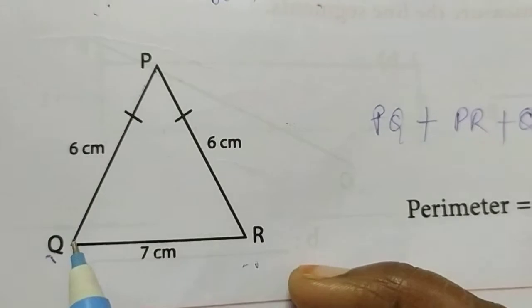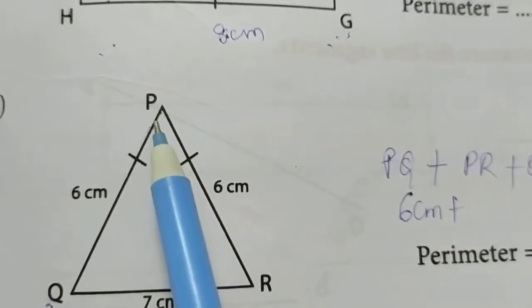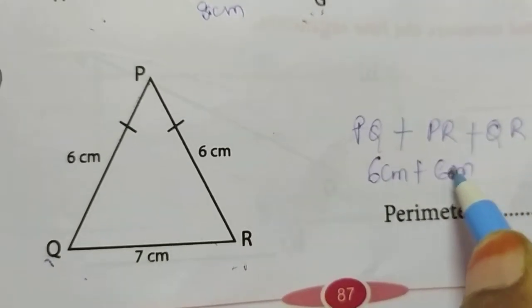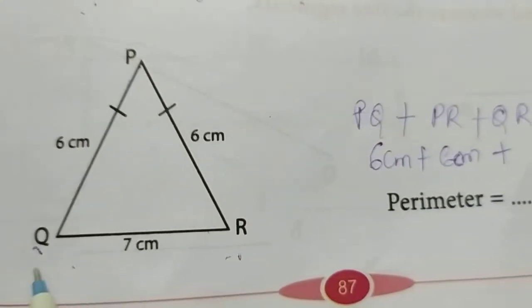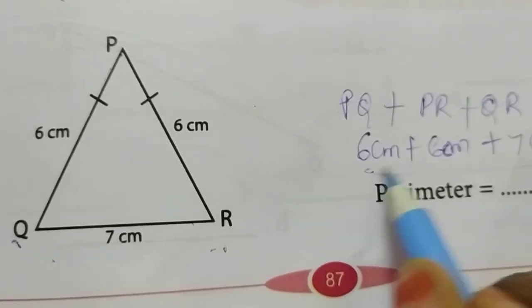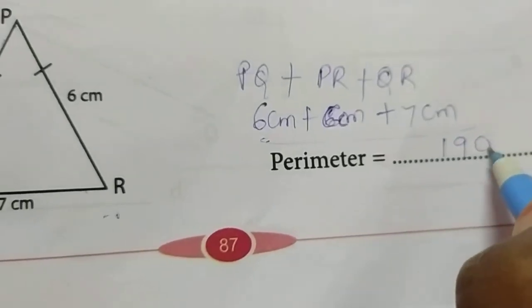What is the length of PQ? 6 centimeters. Plus what is the length of PR? 6 centimeters. And what is the length of QR? 7 centimeters. Now when you add all this, 6 plus 6, 12, 12 plus 7, 19 centimeters.